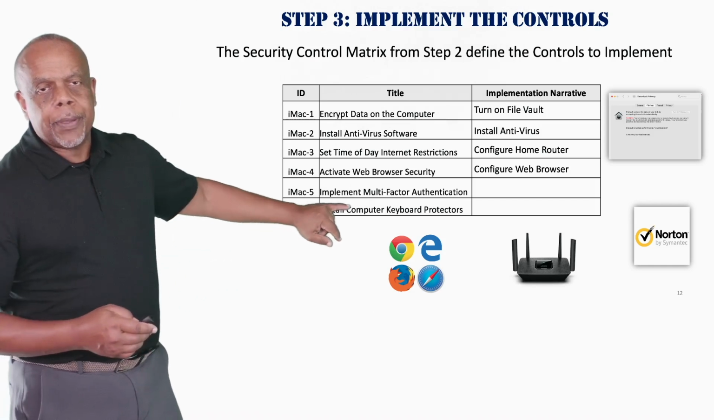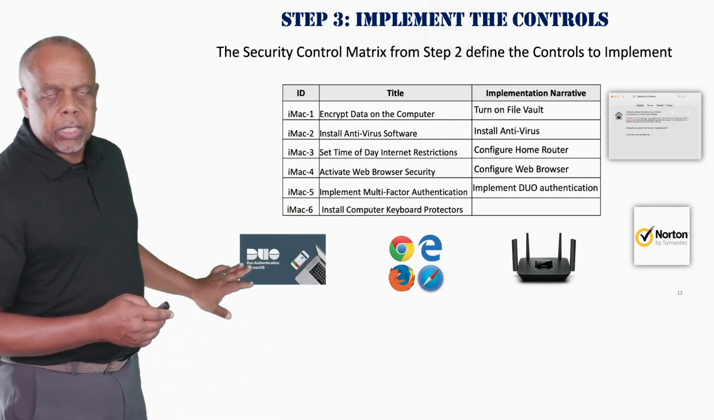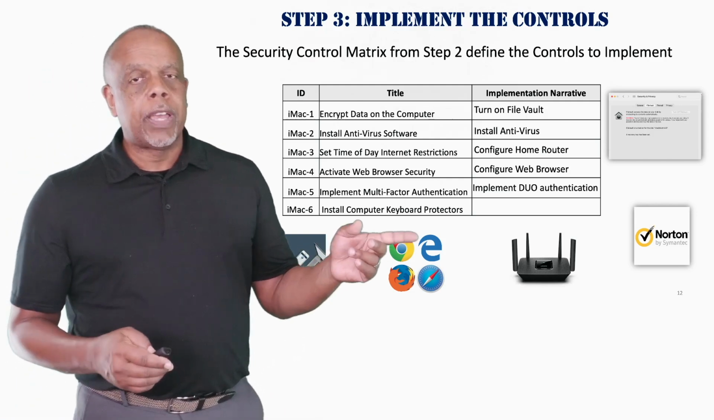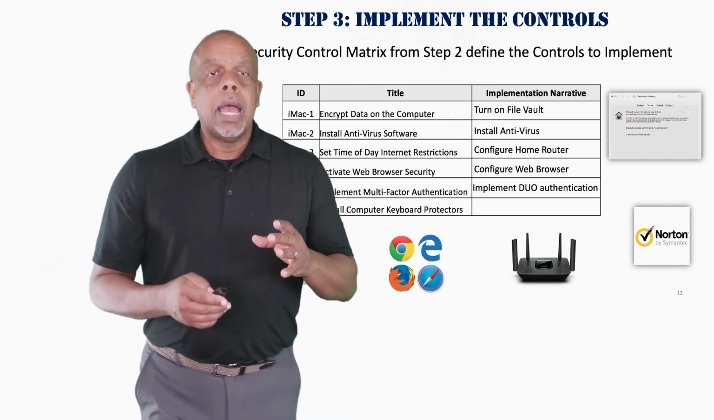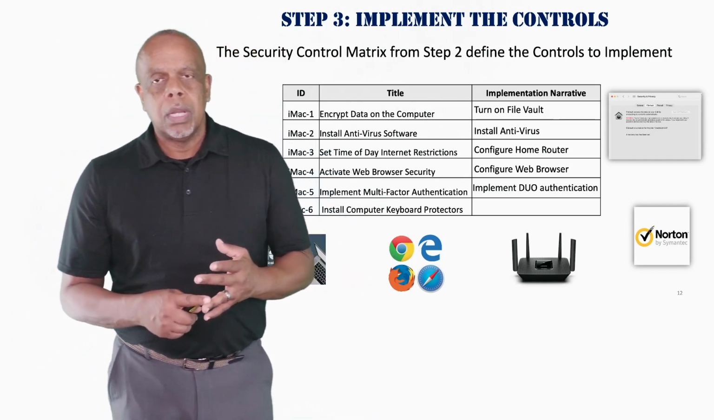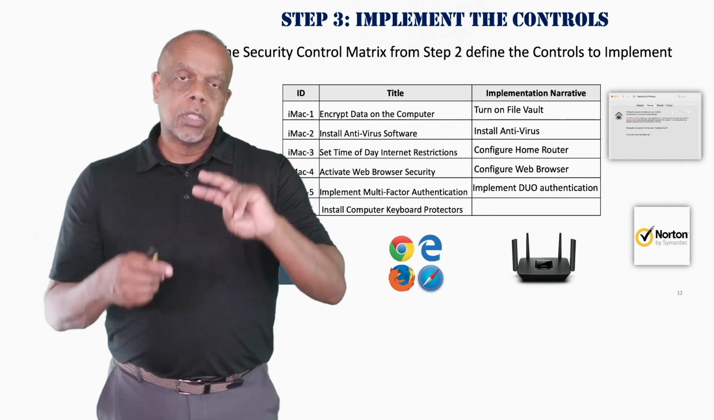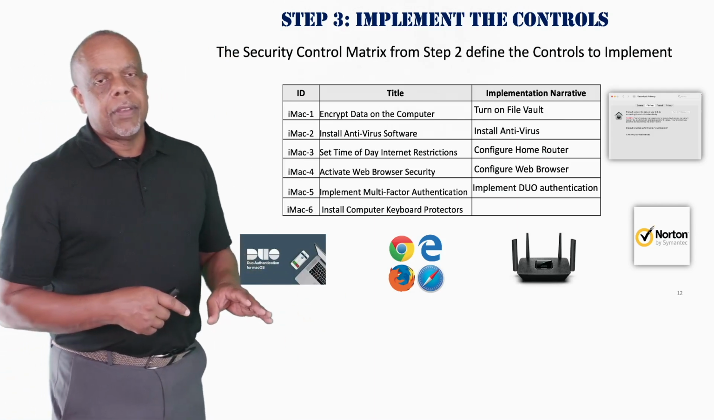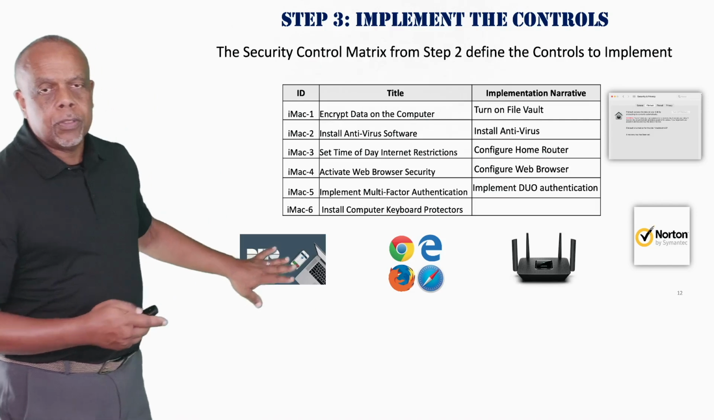Look at iMac 5, implement multi-factor authentication. I can use a system such as Duo to do multi-factor. If you remember, we talked about multi-factor authentication in an earlier lesson, to where I need something you know, something you are, something you have. You remember those authentication factors, multi-factor? I want to be sure that I'm selecting at least 2 of those. And Duo will help me do that. I can have something I know and something that I have with Duo.